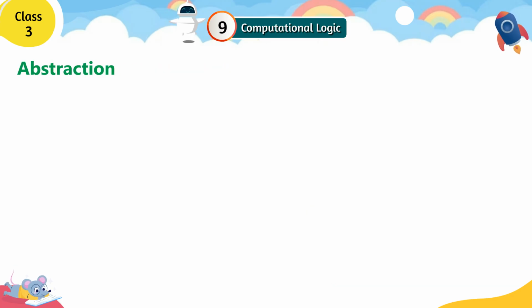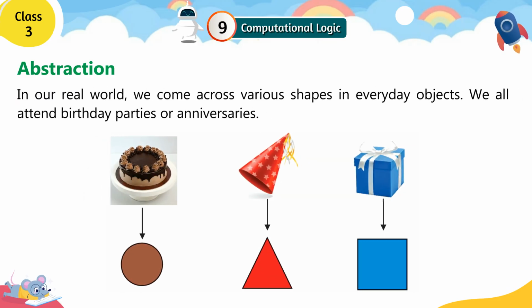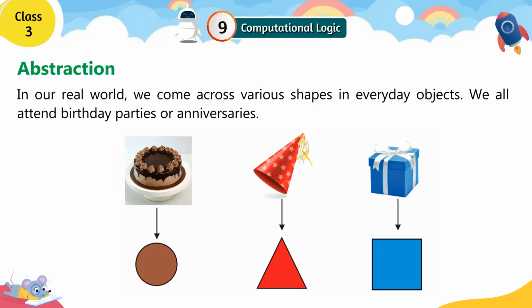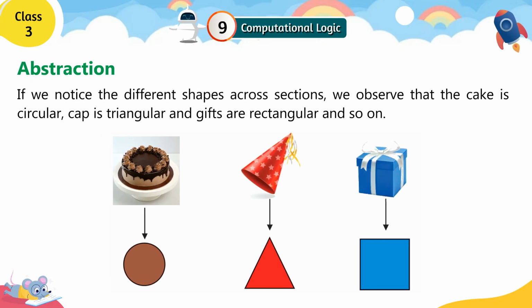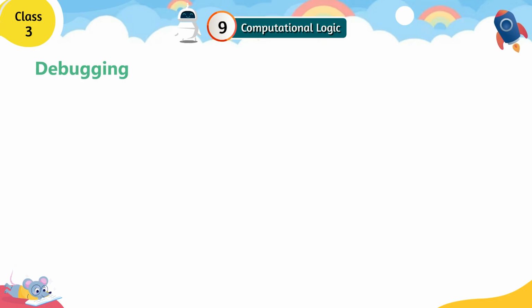Abstraction. Abstraction is the process of filtering out the data which is needed from the whole. It focuses on important information and ignores the rest, i.e., the characteristics or patterns that we don't need, in order to concentrate on the required data. In our real world, we come across various shapes in everyday objects. We all attend birthday parties or anniversaries. If we notice the different shapes across sections, we observe that the cake is circular, the cap is triangular, and gifts are rectangular, and so on.